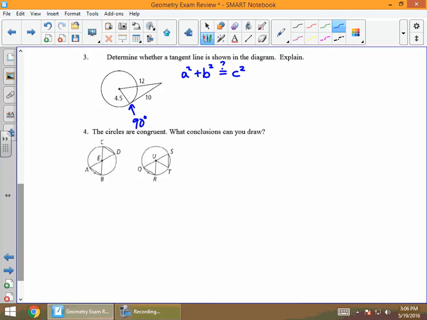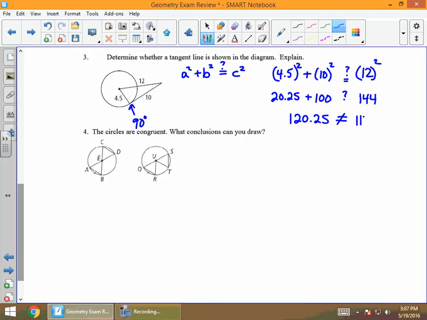So how do I check that? Well, let's take the legs. The two legs would be 4.5 and 10. And I'm going to check and see if this thing equals the hypotenuse squared. Well, you can grab a calculator and do 4.5 squared, and you'll get 20.25. You can do 10 squared and get 100. And 12 squared and get 144. And when I add 20.25 and 100, I get 120.25, which does not equal 144.